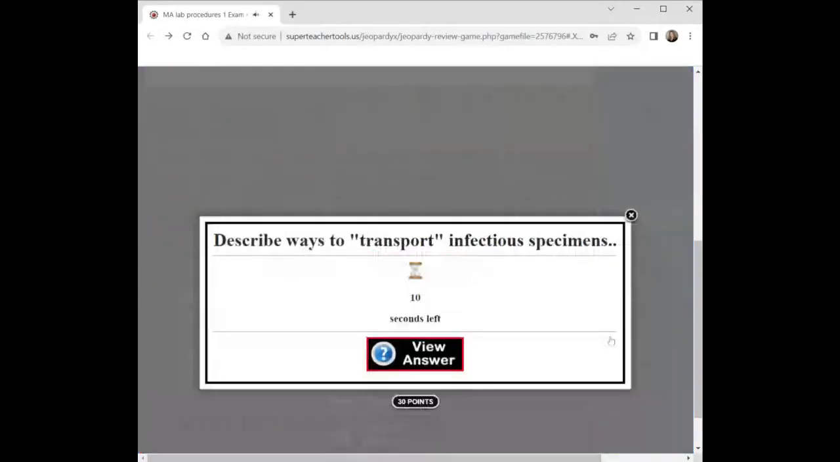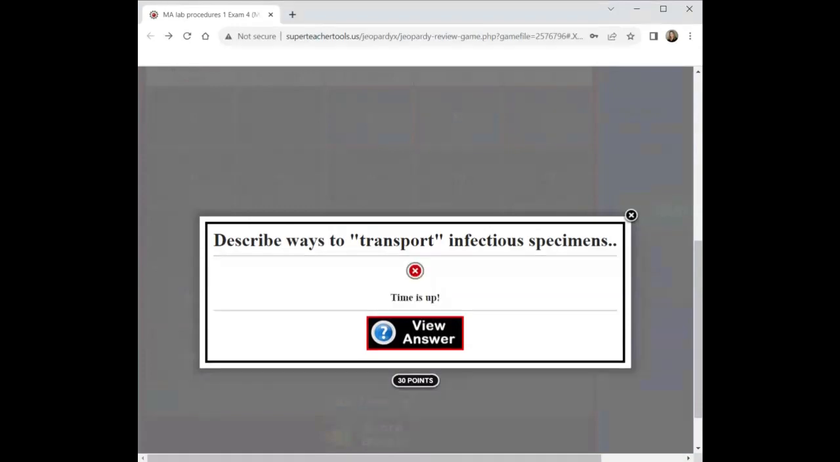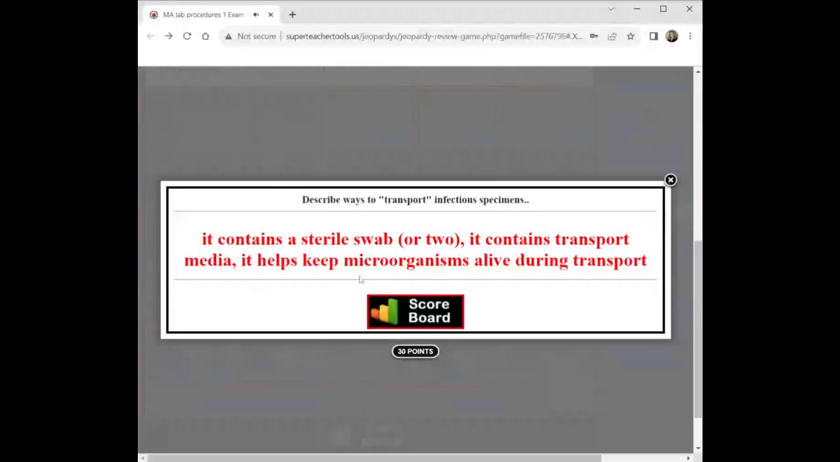Okay, describe ways to transport infectious specimens. They put it in a transfer tube with the transport media. I don't know. Yep. And then can you put it in your pocket or should you put it in something else? You put it in a transport bag. Yep. So it contains a sterile swab or 2, and it contains transport media. It helps keep microorganisms alive during transport, and it should be put in a biohazard bag too. That's just a side note. Like, don't just go walking down with it in your pocket.